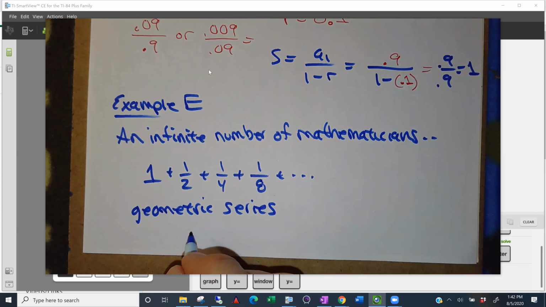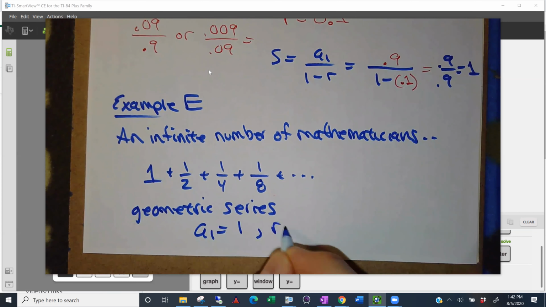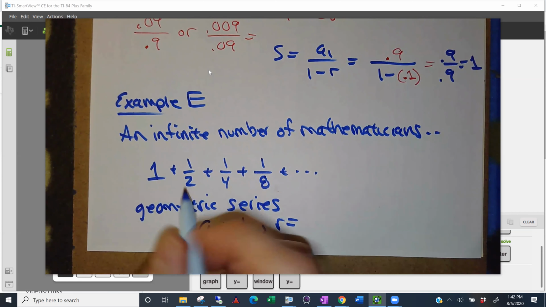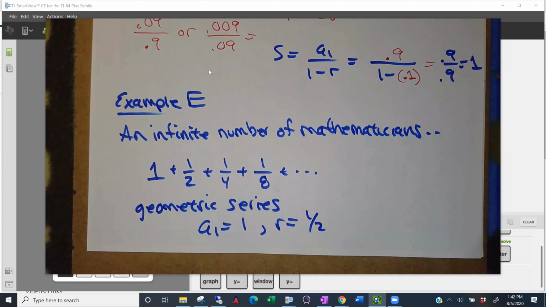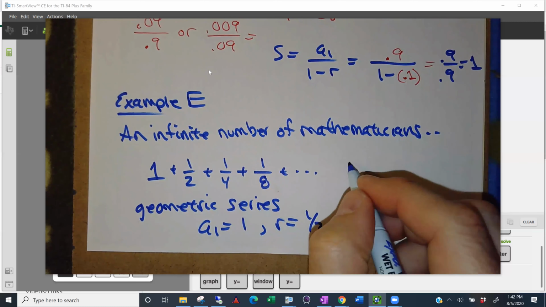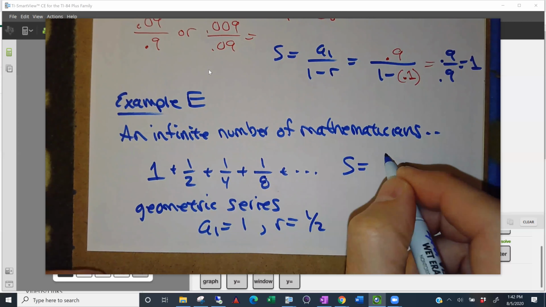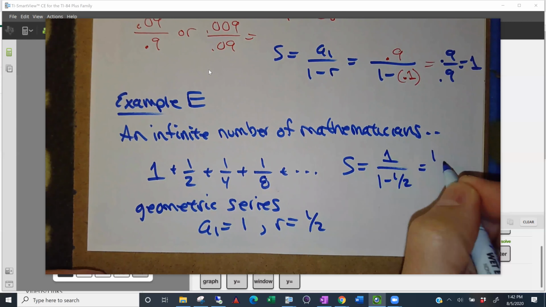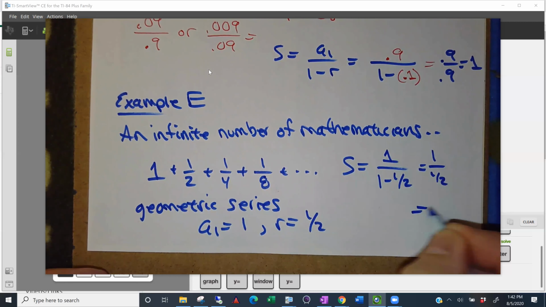This is a geometric series. A sub 1 equals 1. What is R in this for us? It's half. I know it's called the common ratio, but I think, what do I multiply to get from one term to the next? It seems to be easier sometimes. So the sum is going to be 1 over 1 minus 1/2, 1 over 1/2, which is 2. Pretty cool.